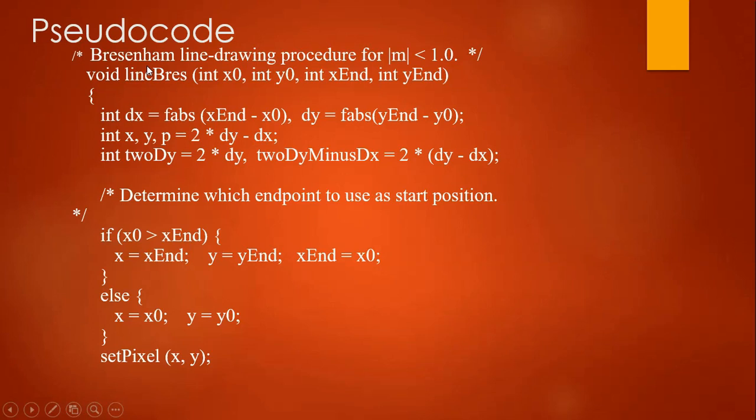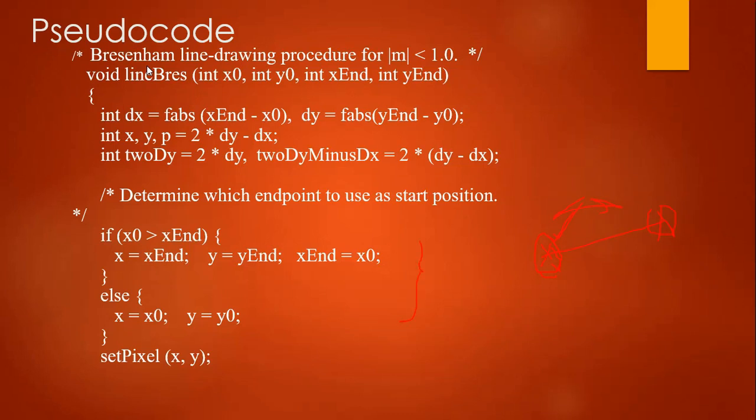That means what they are saying: you have got two endpoints. They said to take the leftmost endpoint. Suppose the value of this is greater, not smaller, greater than the other end, then you have to interchange it. So that is what they are going to do here.